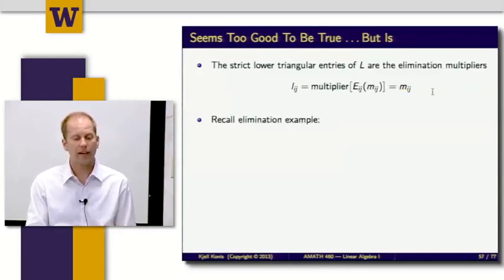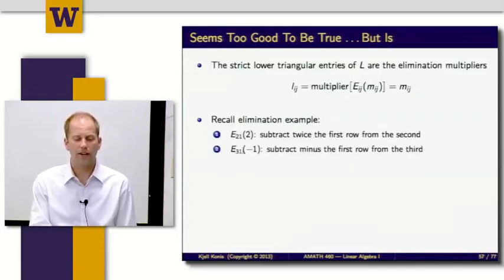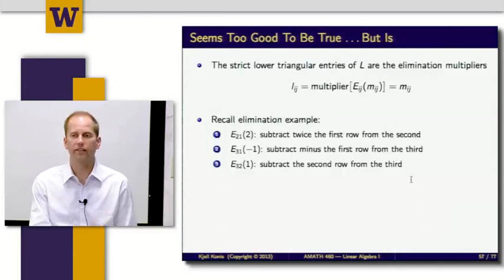So if I look back at my elimination example, first I had E21, so that was subtracting twice the first row from the second. E31, so subtract minus the first row from the third, or that's the same as adding the first row to the third. And then, E32, which was to subtract the second row from the third. And so I did those three steps. That gave me an upper triangular system.